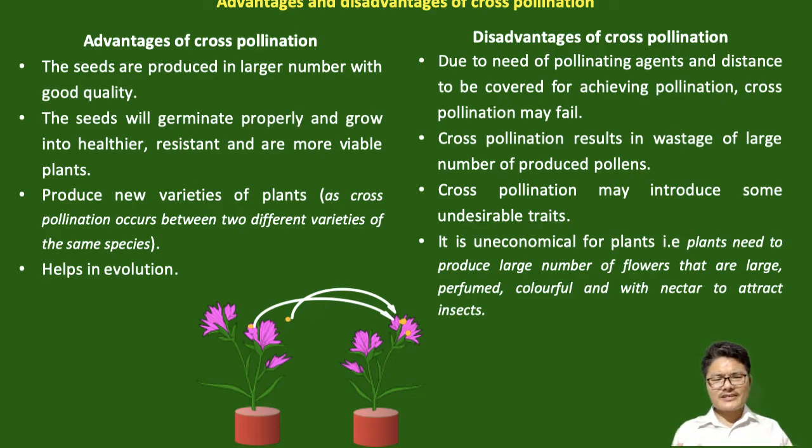The biggest disadvantage of cross-pollination is that it is uneconomical for the plant. Uneconomical in the aspect that it has to produce a large number of flowers, it has to produce a large number of pollen grains, and the flowers should be large, should be perfumed, should be colorful, should be rich in nectar, so that insects can be attracted and cross-pollination can occur. So cross-pollination is very uneconomical for plants, as it has to sacrifice lots of energy. So these are the advantages and disadvantages of cross-pollination.